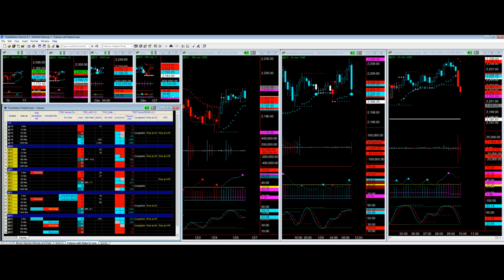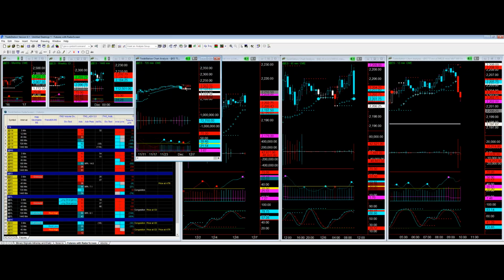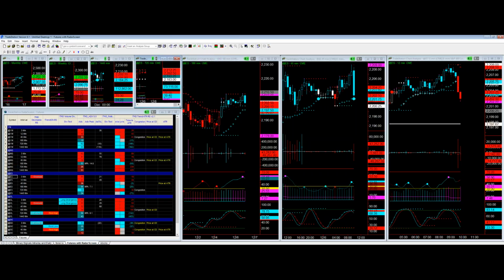And notice over here on the 720, do you see how you have this congestion area? Do you see how it came back to the ATR? It should actually take this out at 21.83. But that, again, would be a longer term binary. It wouldn't be a 2-hour binary. That would be more of a weekly binary.